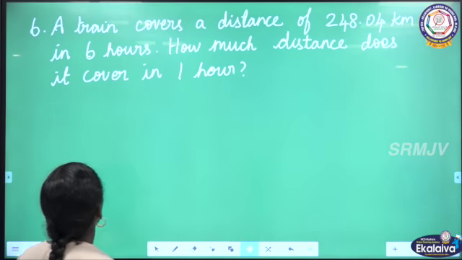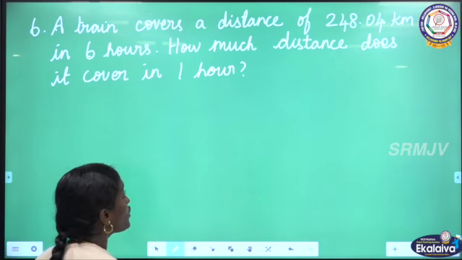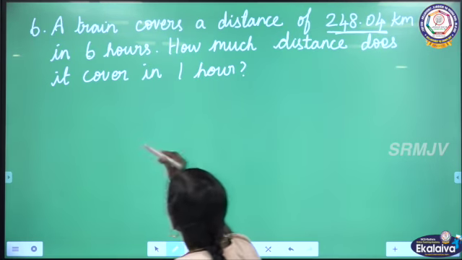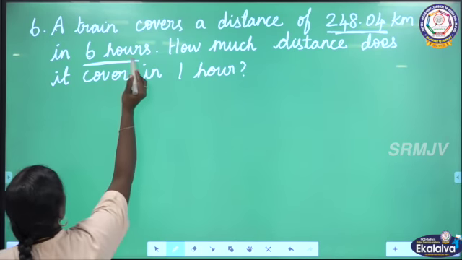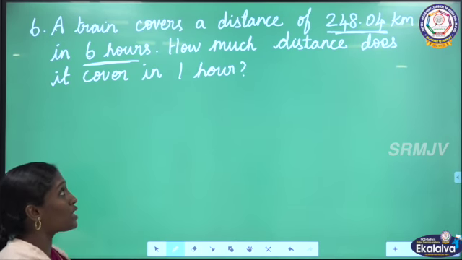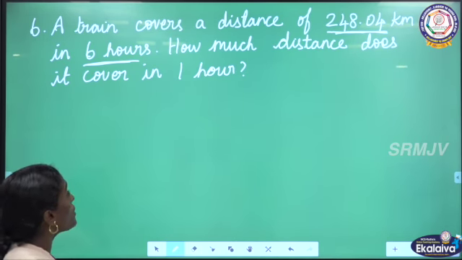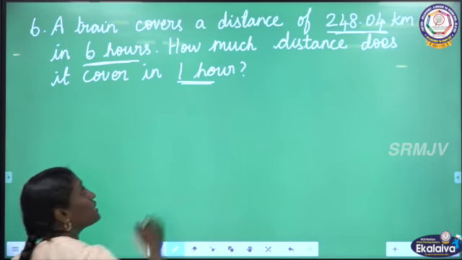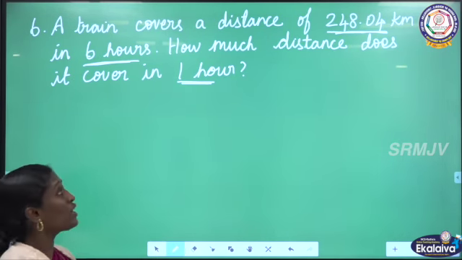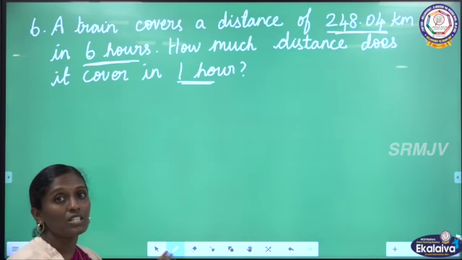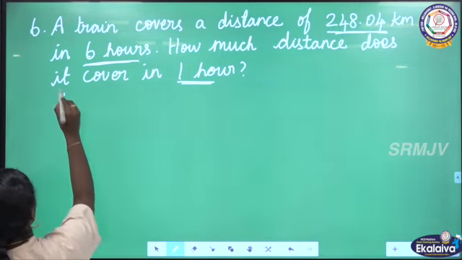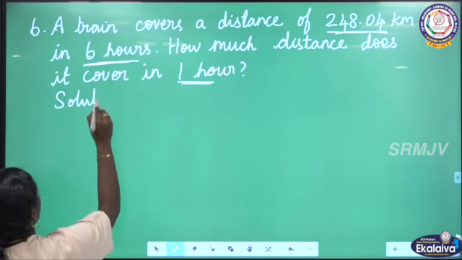The next one, a train covers a distance of 248.04 kilometer. This is the distance covered by the train in 6 hours. In 6 hours, the train covered 248.04 kilometer. How much distance does it cover in 1 hour? Okay, the distance covered in 6 hours is given. We are going to find out the distance covered in 1 hour. Okay, so this is also division. Let us start the solution.